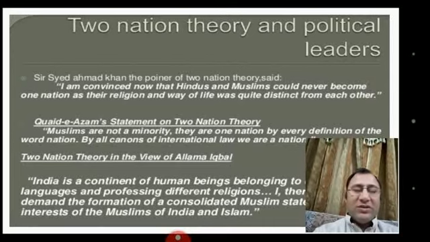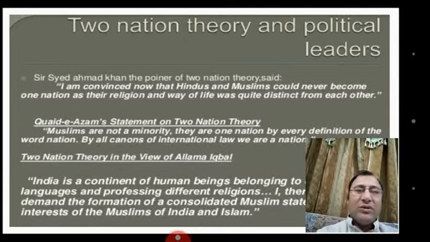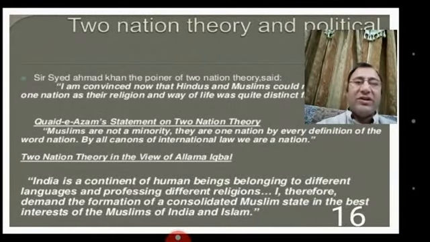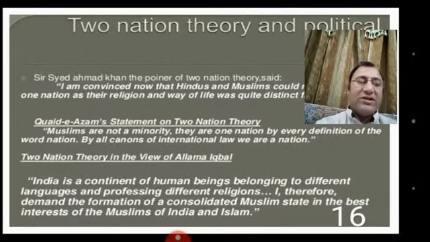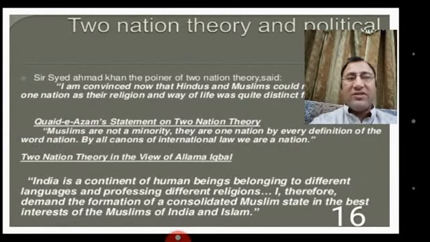Quaid-e-Azam Muhammad Ali Jinnah was also a great supporter of the two-nation theory, and he said that Muslims are not a minority, they are a nation by any definition of a nation. Allama Muhammad Iqbal was also a supporter of the two-nation theory, and he mentioned that people speaking different languages and having different religions live in the subcontinent. That's why a Muslim state should be created, so that the Muslims of the subcontinent can live accordingly. It is not only in the interest of the Muslims of the subcontinent, but also in the interest of Islam.